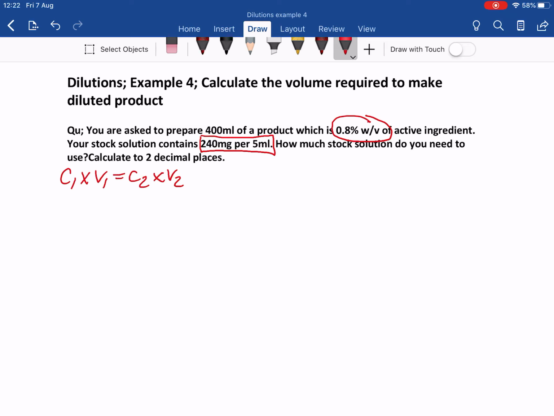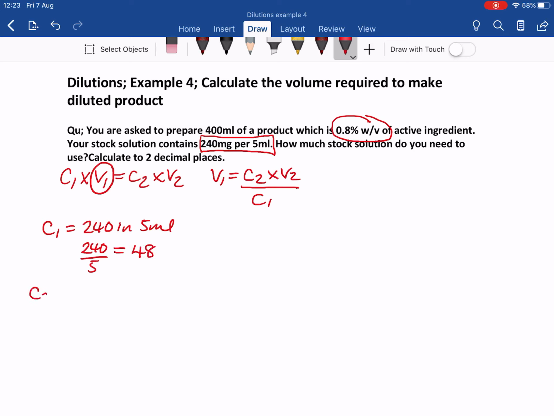And if we read our question, we're being asked how much stock solution we need to use, so that's V1. Rearrange our equation means that V1 equals C2 times V2 divided by C1. Let's look at C1. As I say, we've been told that C1 is 240 milligrams in 5 ml. So we need to work out how many milligrams there would be in 1 ml. So that's simply 240 divided by 5, which gives us an answer of 48.